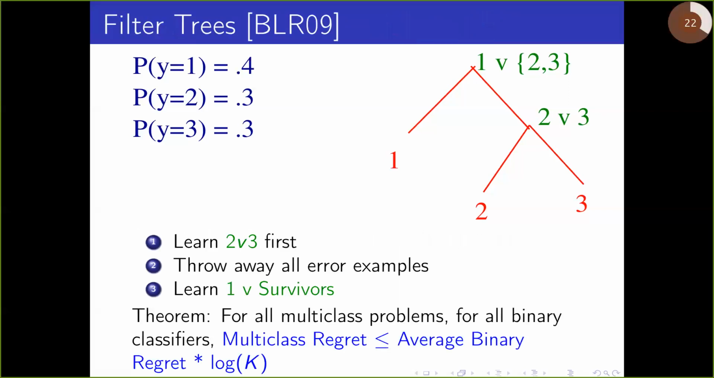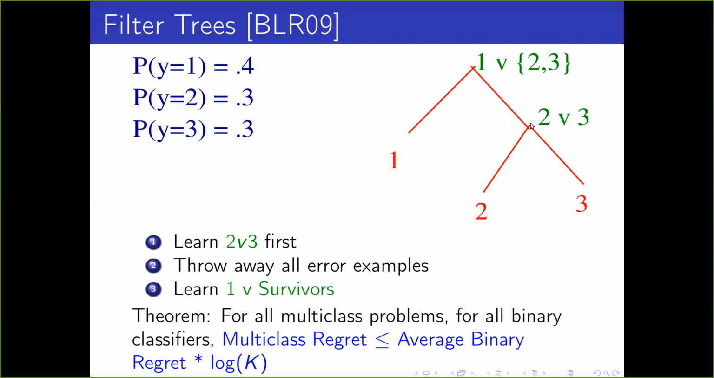Okay. So there's a trick, and the trick is, instead of going from the top down, you can go from the bottom up. So if you first build a classifier for 2 versus 3, okay, it doesn't really matter what it predicts. It'll predict either 2 or 3.